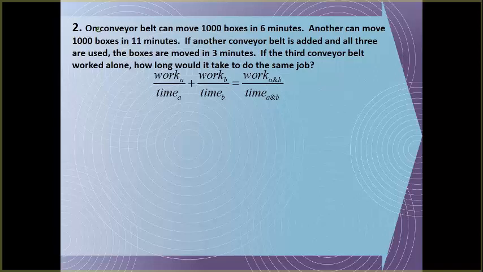So we have our first part, 1,000 boxes in 6 minutes. So the work is 1,000 boxes in 6 minutes. That's rate 1. Plus rate 2. Another one can do 1,000 boxes in 11 minutes. 1,000 boxes in 11 minutes.